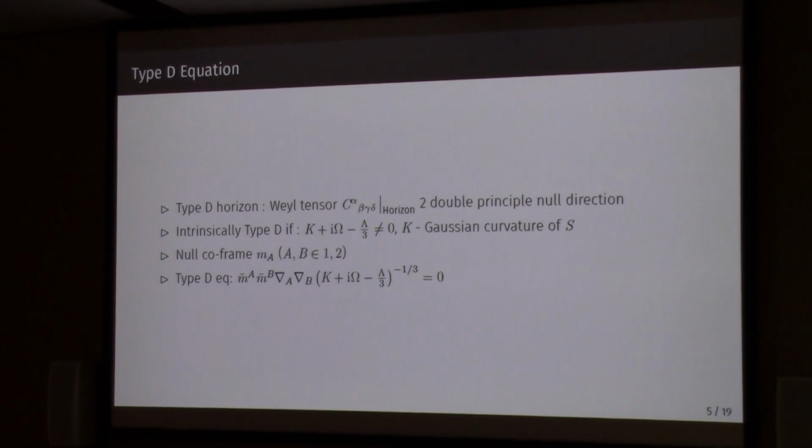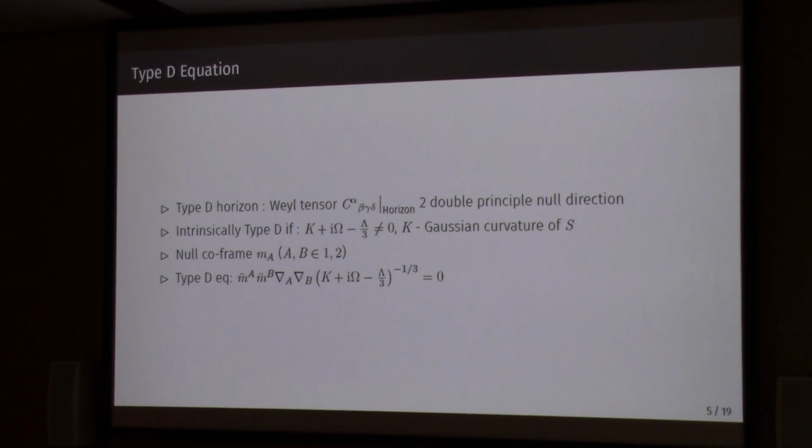So what is the main tool that we use? It's something that we call the Petrov Type D equation. So of course the horizon, if it's embedded, then it's easy to show that the type D just means that the Weyl tensor has two double principal null directions. However, you can express this condition in terms of objects which are defined intrinsically on the horizon.